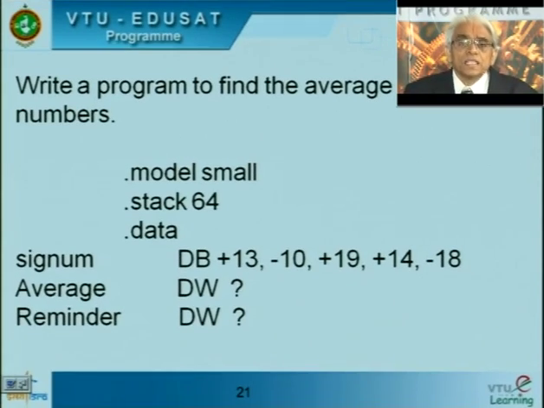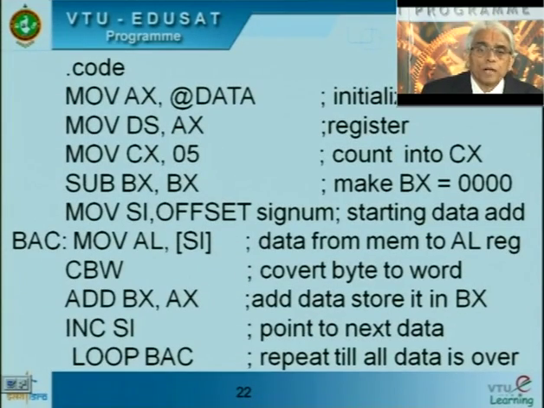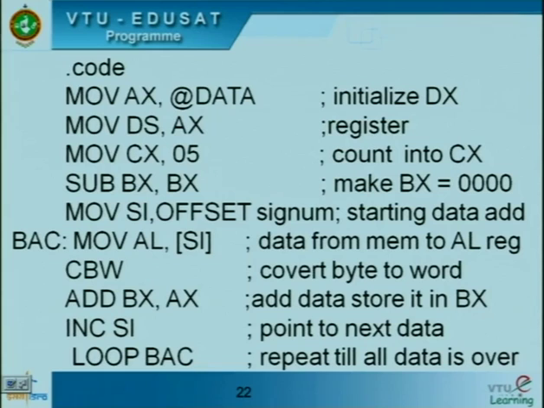Having defined these things in the .data model, let us go to the next part where we will be writing the code, and I will come back to look into the data if needed. Otherwise we will go to the next slide and try to understand how the program is going to continue. We have .code, MOV AX, @DATA, so that means we are initializing the AX register with the data segment address and moving the content of AX register into the data segment register. So we initialize the data segment register.